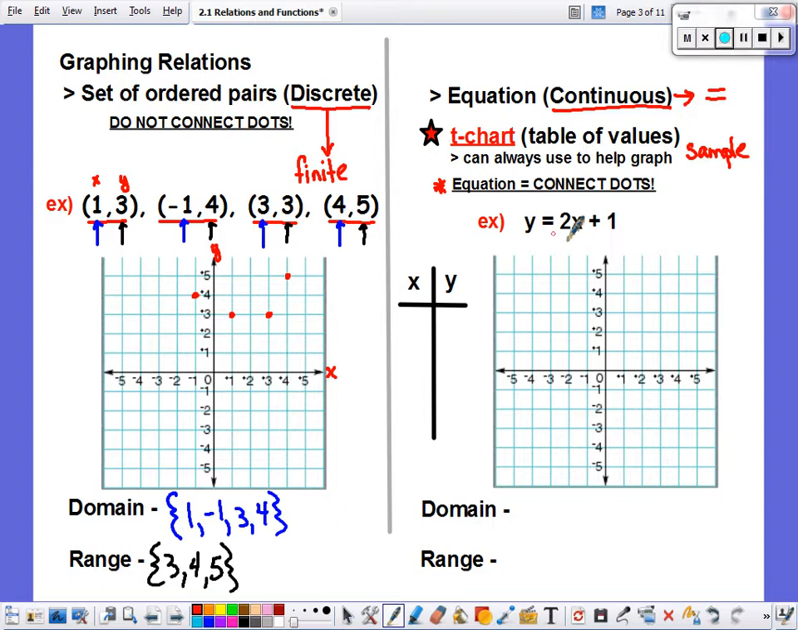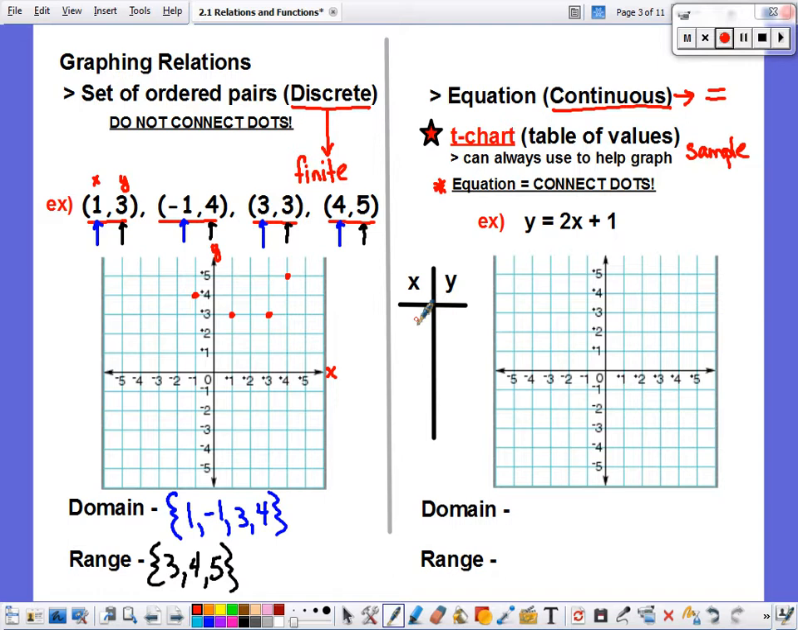Anytime you deal with equations like this, we're going to connect the dots, and hopefully it makes a nice looking relation or function. So here, y equals 2x plus 1. If I wanted to graph, some of you may know slope-intercept form. For those that don't recall that, we'll take a look at it later in another section. But for right now, let's use a t-chart. And how we use that is we take a sampling.